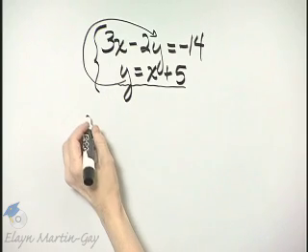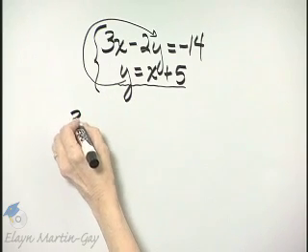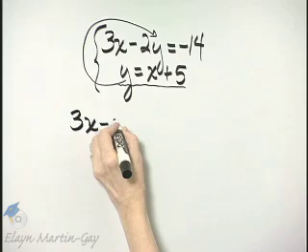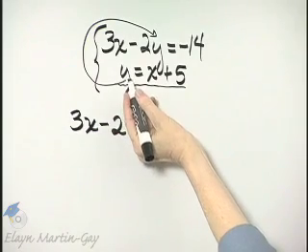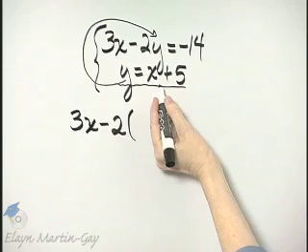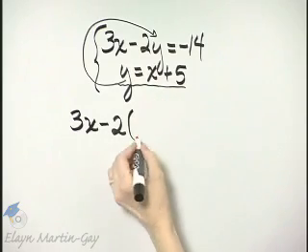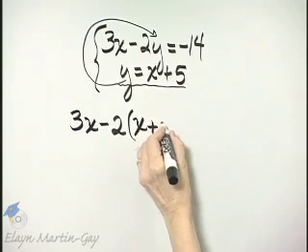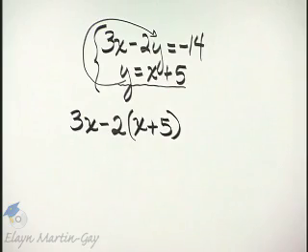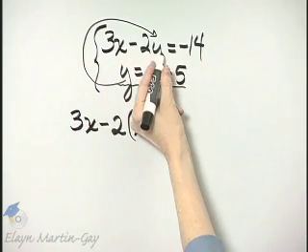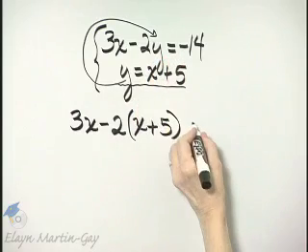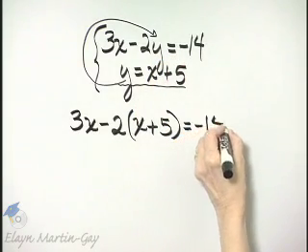So I'll rewrite the other equation, 3x minus 2 times... I will not write down y. Instead of y, I'll write down x plus 5, because we're given here that y is equal to x plus 5. So 3x minus 2 times x plus 5 is equal to negative 14.